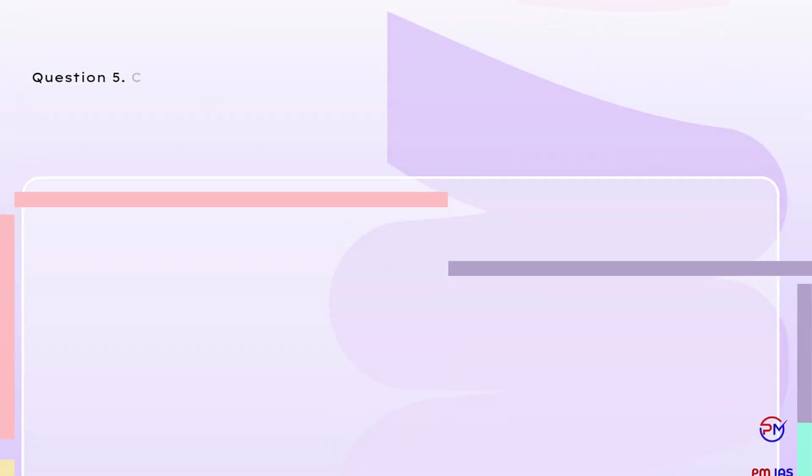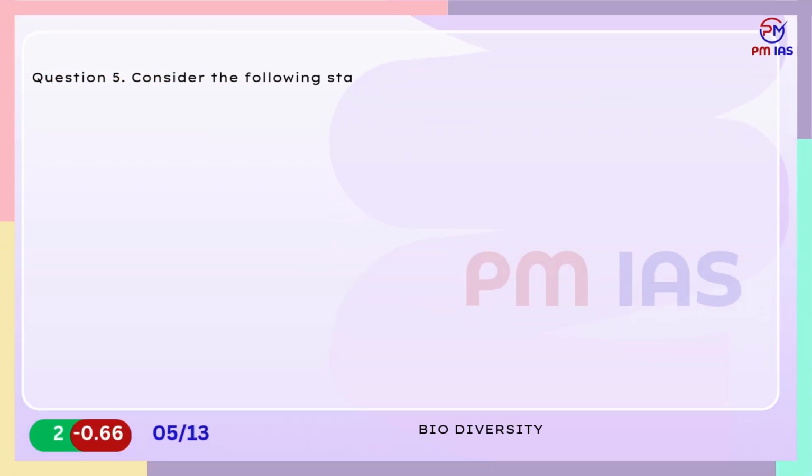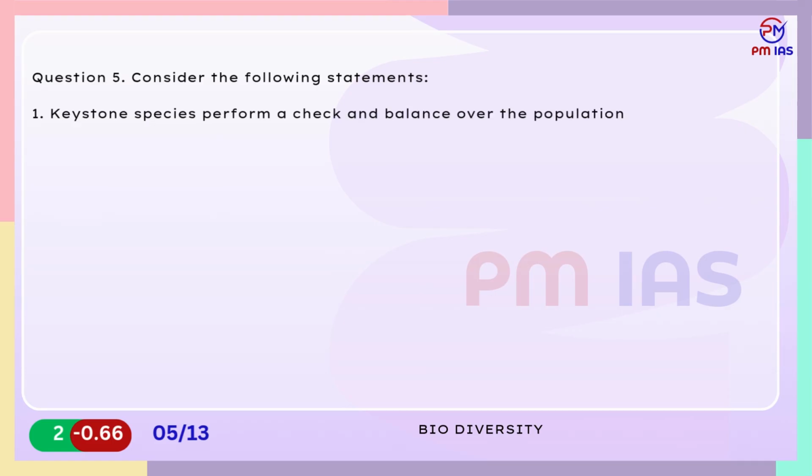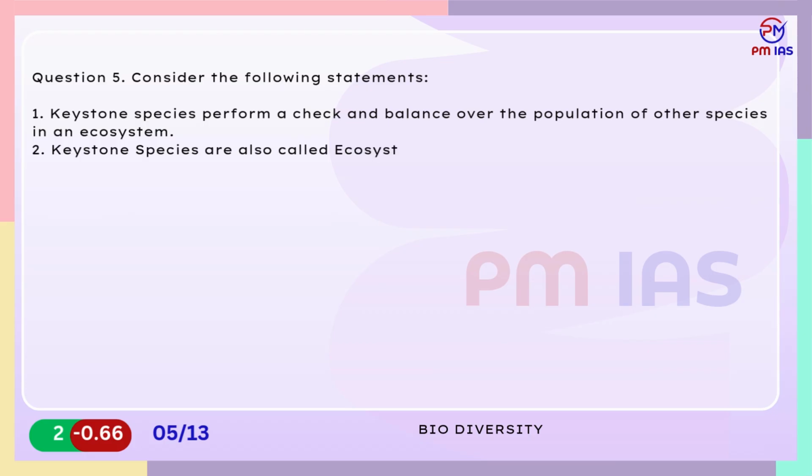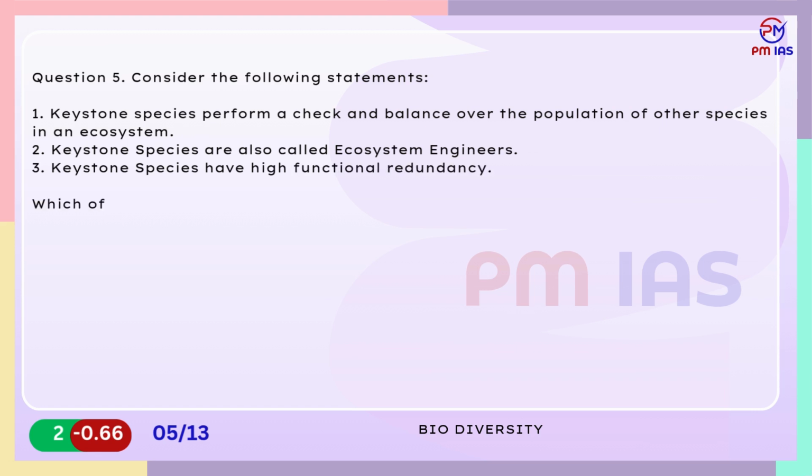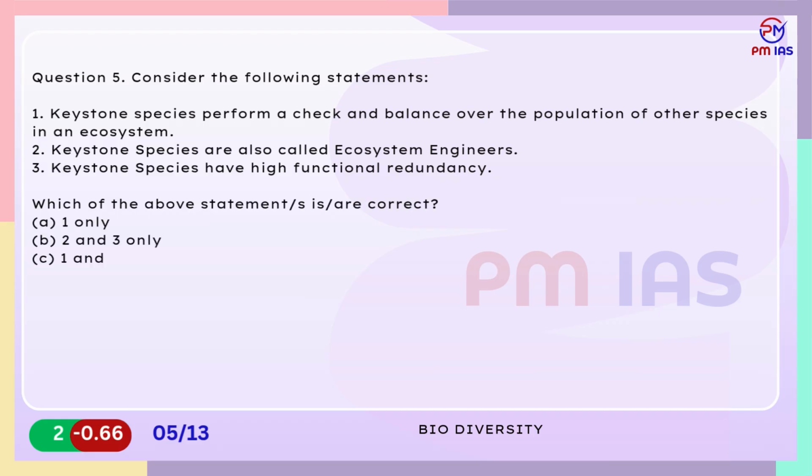Question 5. Consider the following statements. 1. Keystone species perform a check and balance over the population of other species in an ecosystem. 2. Keystone species are also called ecosystem engineers. 3. Keystone species have high functional redundancy. Which of the above statements is correct? A. 1 only. B. 2 and 3 only. C. 1 and 3 only. D. None of the above.